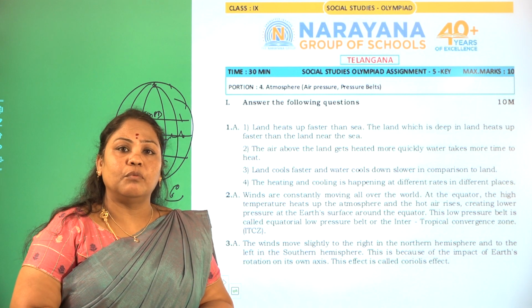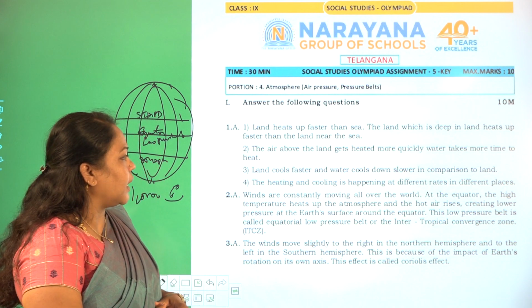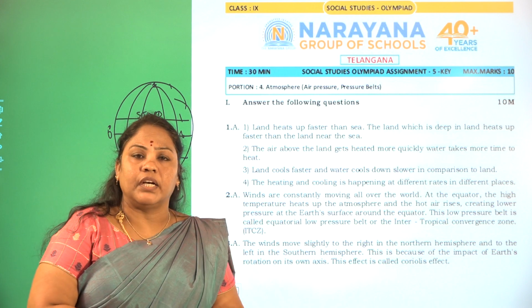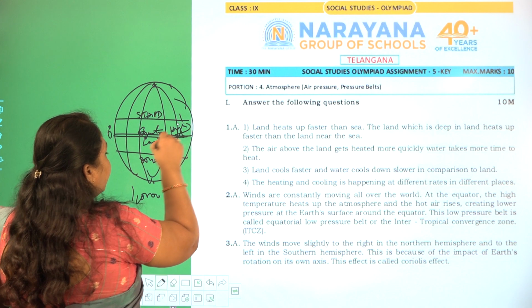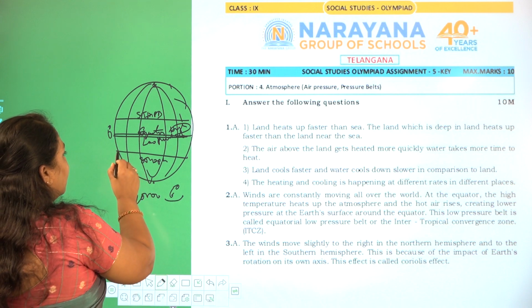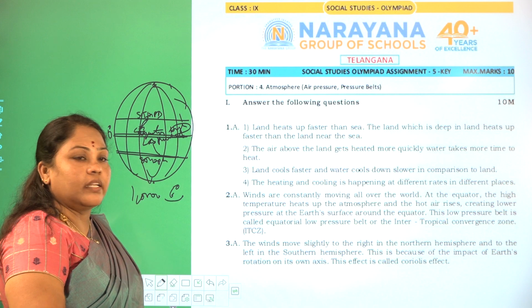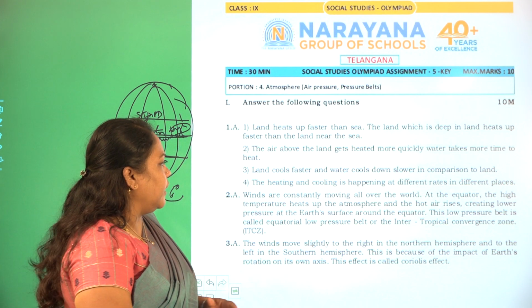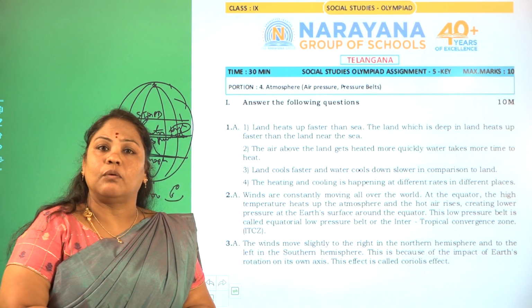Winds are constantly moving all over the world in different directions. At the equator the high temperature heats up the air, which gives rise to low pressure areas. Winds move from high pressure to low pressure areas, creating lower pressure at the earth's surface around the equator.